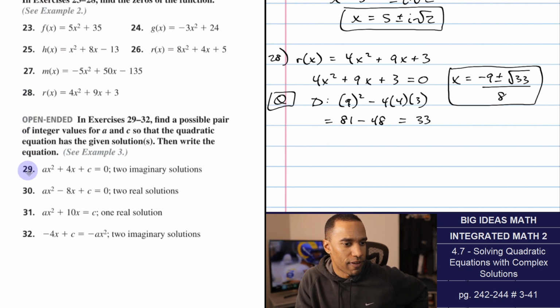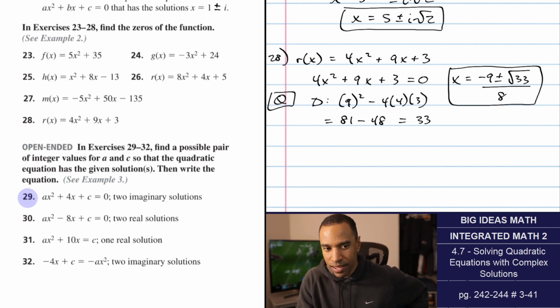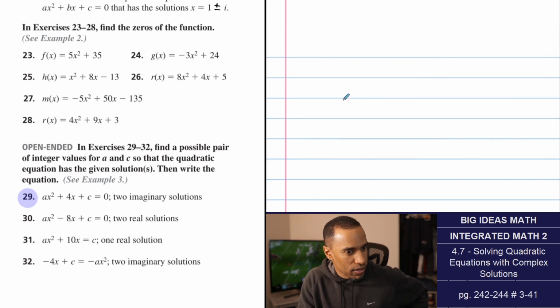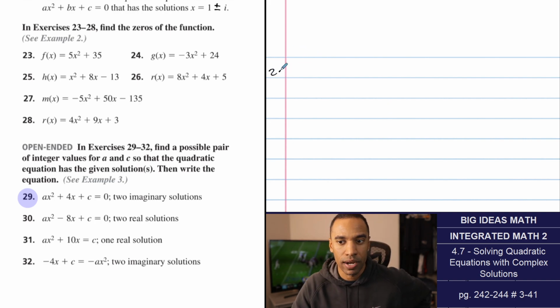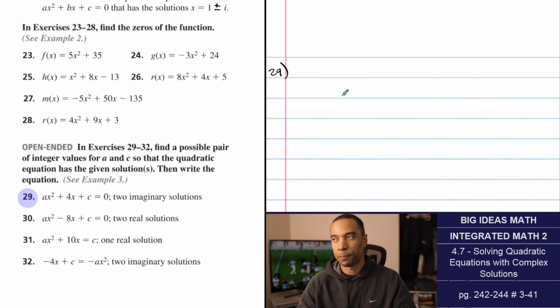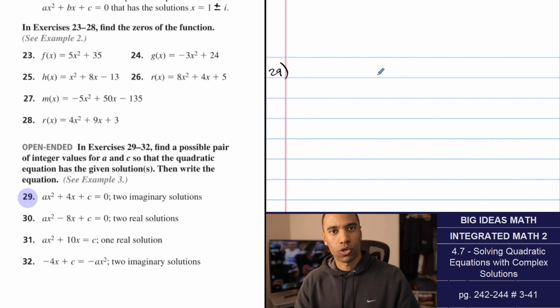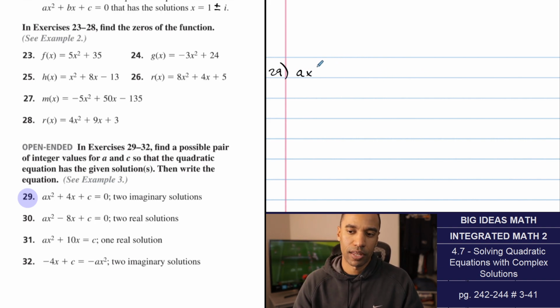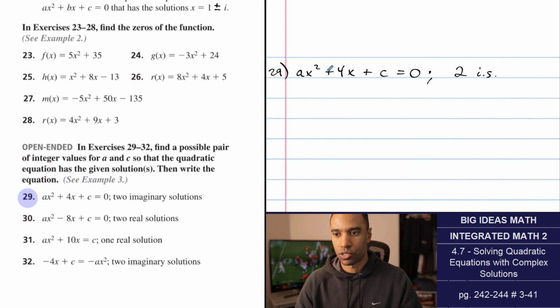All right, next 4 questions, 29 to 32. We find a possible pair of integer values for a and c. This was like an example set before. Such that, let's go to the next page, the quadratic equation has the given solutions, then write the equation. Now this is open-ended, but come up with your set based on what your discriminant provides. So if you didn't come to the lecture portion with me beforehand, just listen up on what I'm going to do. All right, we need 2 imaginary solutions.